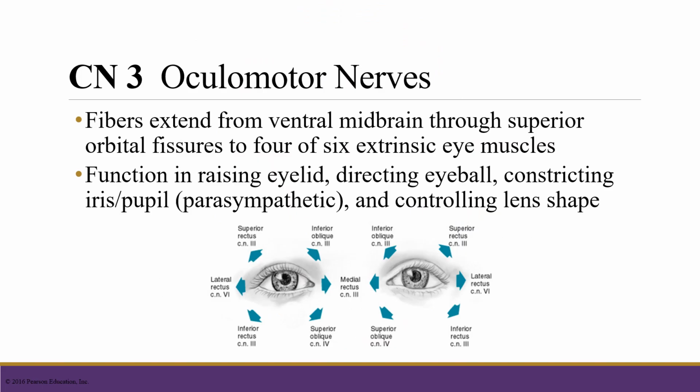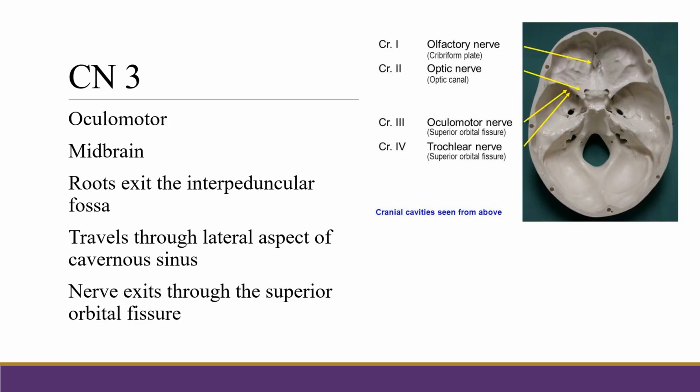Cranial nerve 3, ocular motor, so SO4, LR6, all others 3. So not superior oblique, not lateral rectus, but every other eye muscle, including pupillary changes. Cranial nerve 3. So ocular motor, it's in the midbrain. Roots exit the interpeduncular fossa in between the peduncles, travels through the lateral aspect of the cavernous sinus, and the nerve exits through the superior orbital fissure.